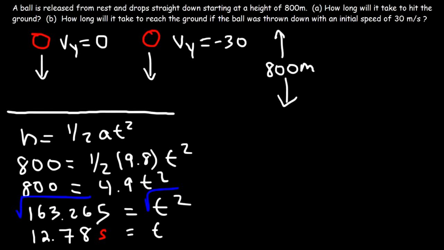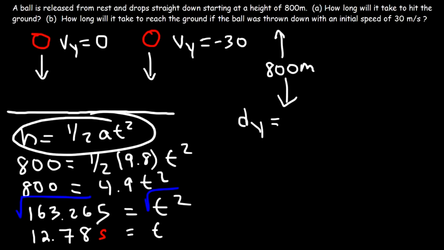Now what about part B? How can we find the time it takes for it to hit the ground if there's an initial speed? So recall that this equation comes from this expression. dy is equal to Vy initial multiplied by t plus 1/2 ay times t squared.